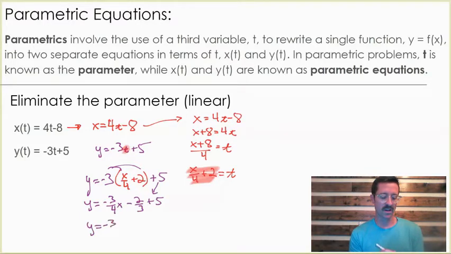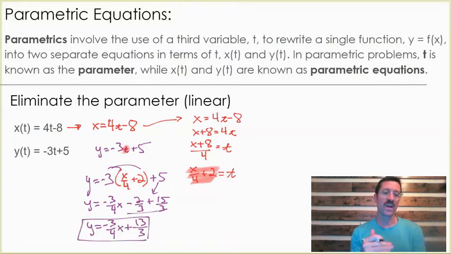And then all we need to do is combine our like terms. We have negative 2/3 plus 5. If I got them in with a common denominator, that'd be negative 2/3 plus 15/3, which those would add together to be 13/3. This is those same equations with the parameter eliminated. This on a graph would look the same as these on a graph.